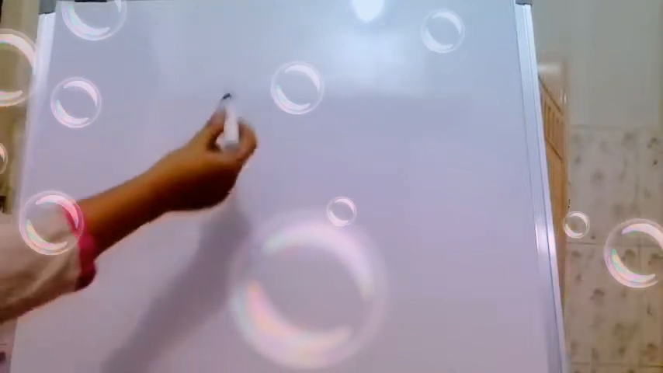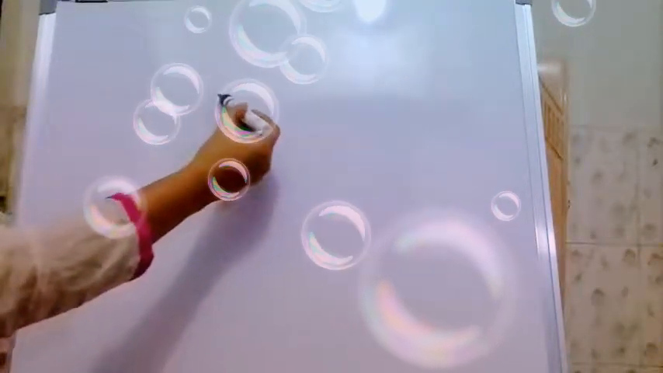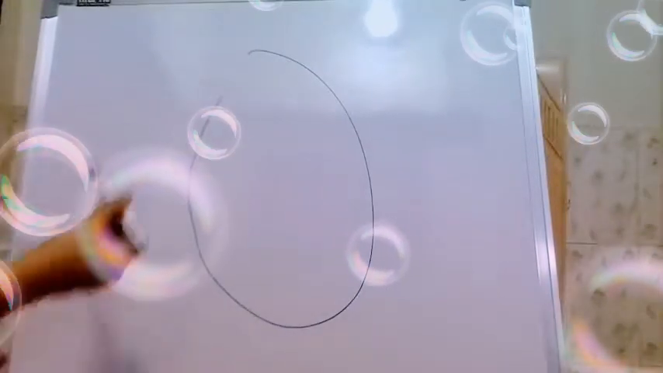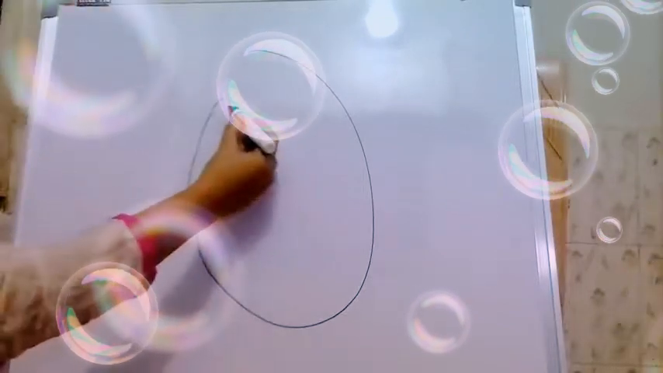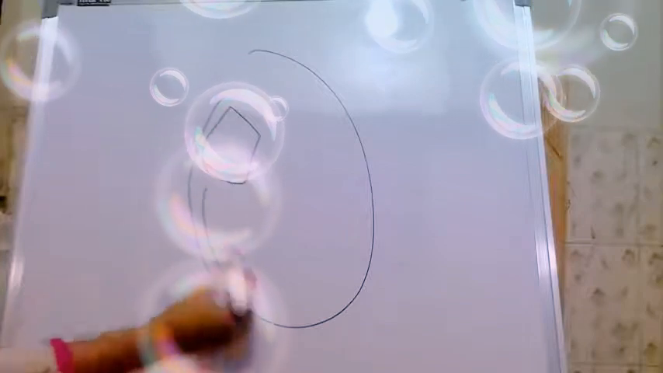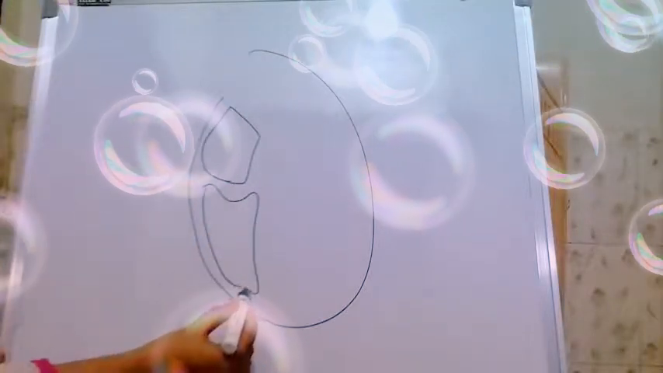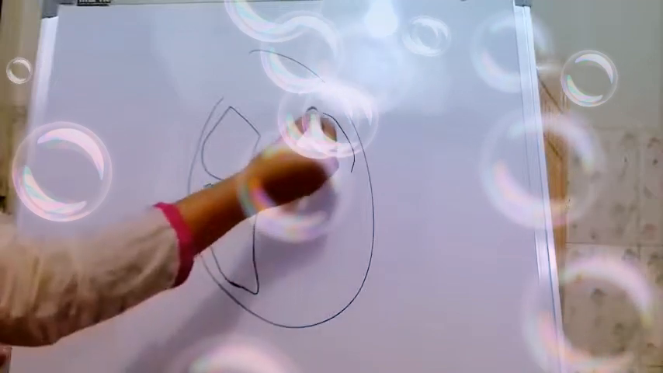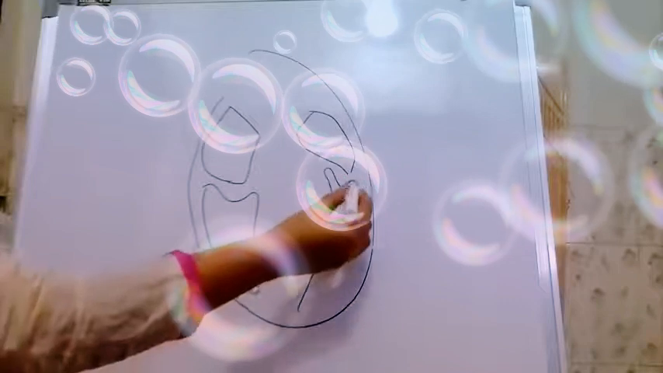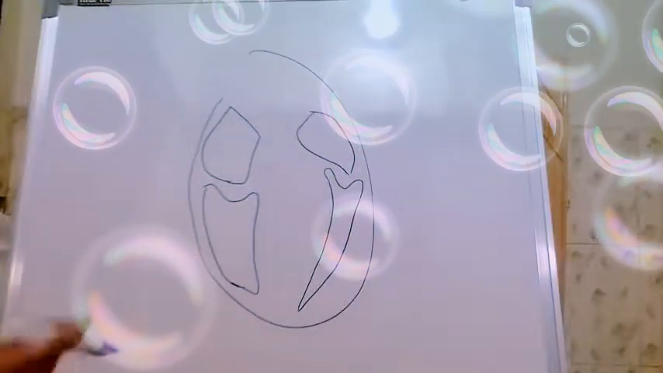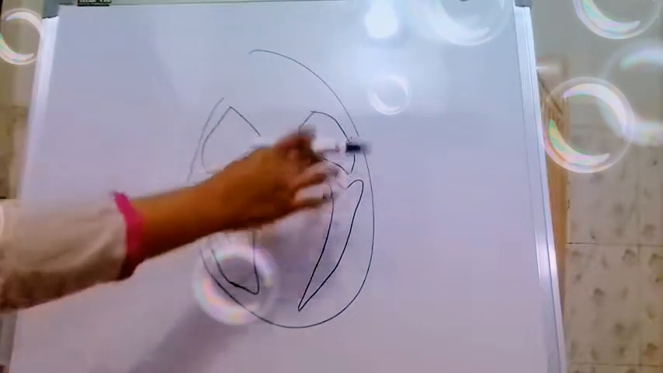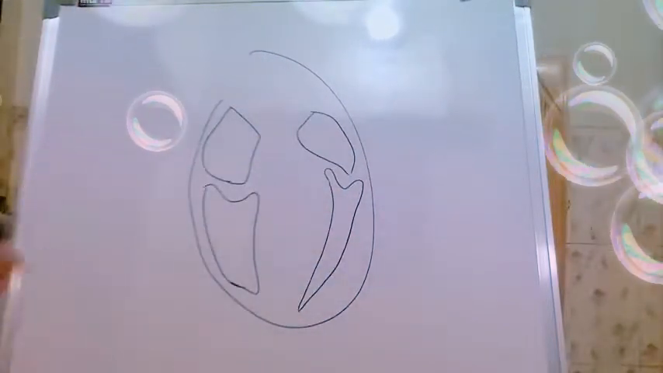Now first of all we need to draw the outline of the heart. The next step is to draw the 4 chambers. So first we will draw the right atrium and the right ventricle. So here we have right atrium, right ventricle, left atrium, left ventricle. So now we have 4 chambers.